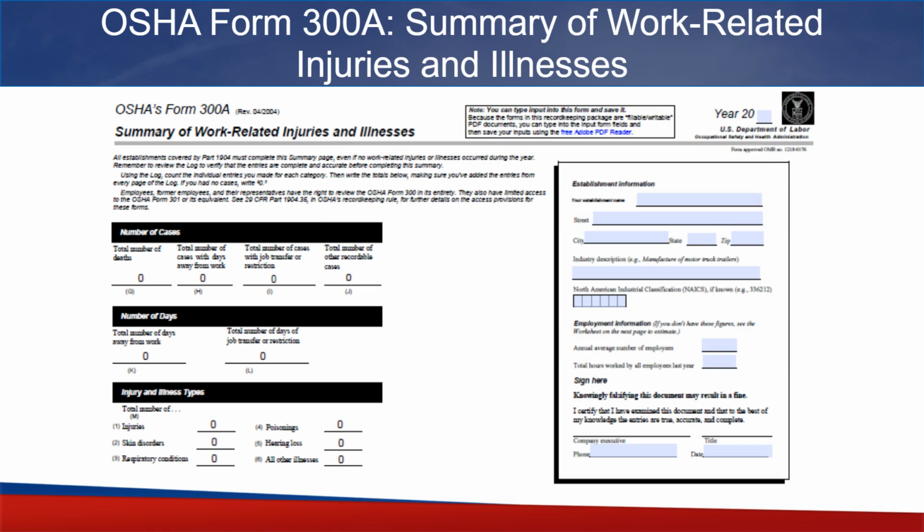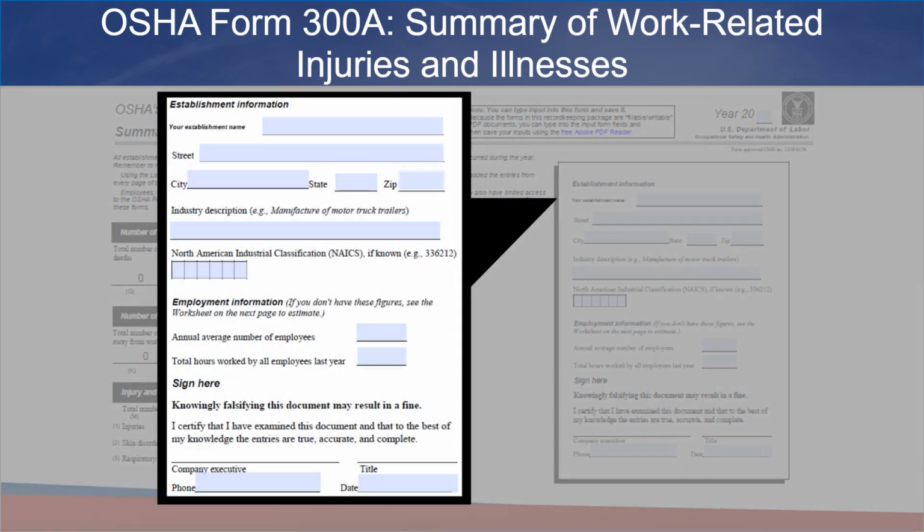On the right side of the Form 300A, fill in the establishment information. Also, in this section of the form, a company official must certify that the entries on the summary are true, accurate, and complete. The certifying official must be the owner of the company, an officer of the corporation, the highest-ranking company official at the establishment, or that person's supervisor.